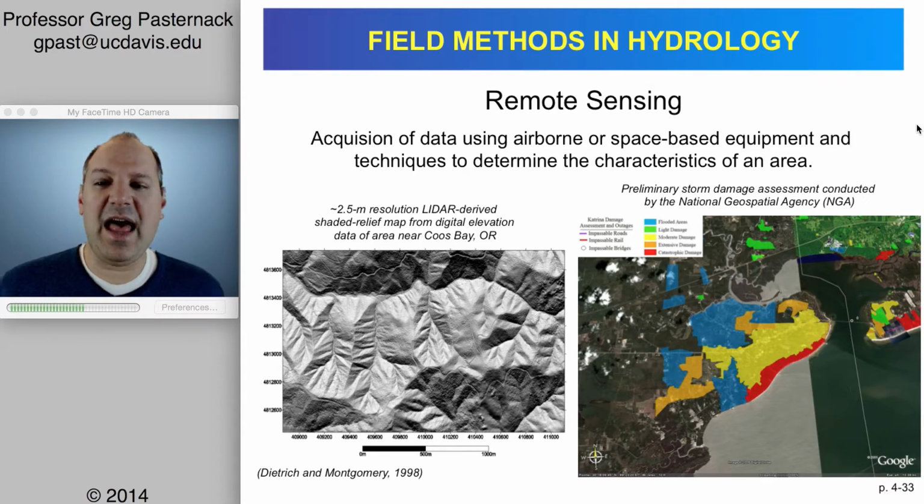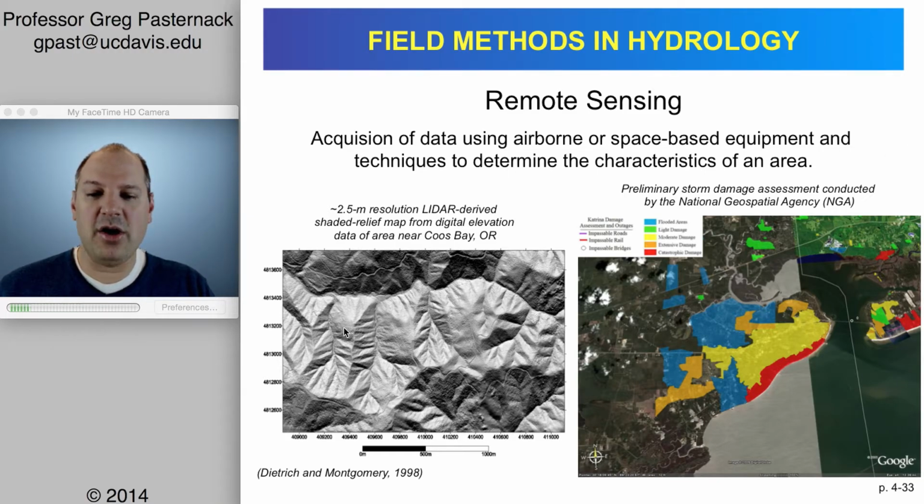And then the very last method, and we're not going to go into much about this at all in this class, is remote sensing. I already covered it some with the geographical positioning methods. On the left is a LiDAR image, a 2.5 meter resolution. I mean, just this glorious watershed map. On the right is a map that's classifying the land to get at the storm damage assessment.